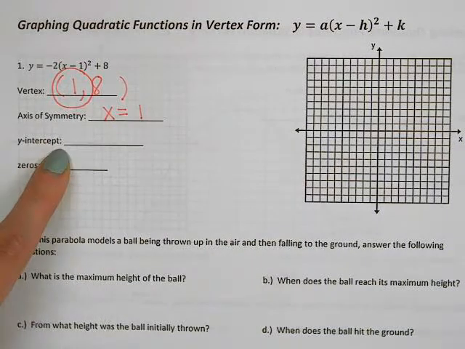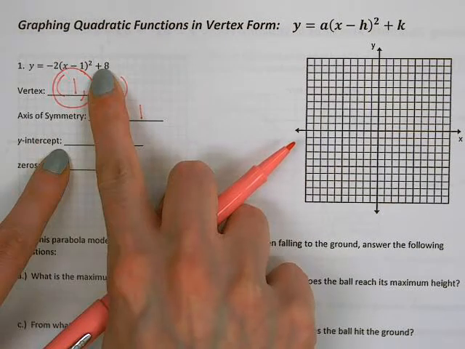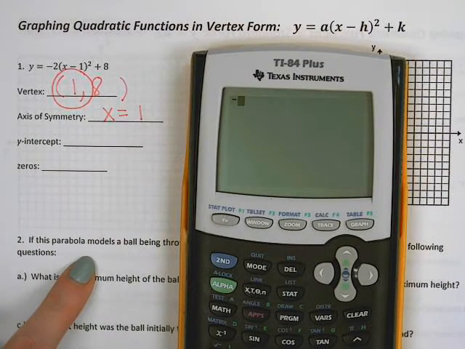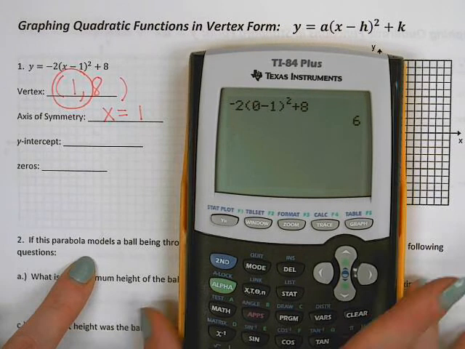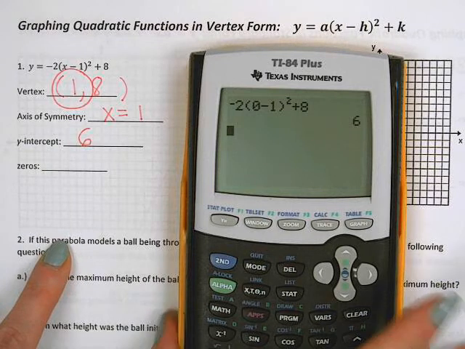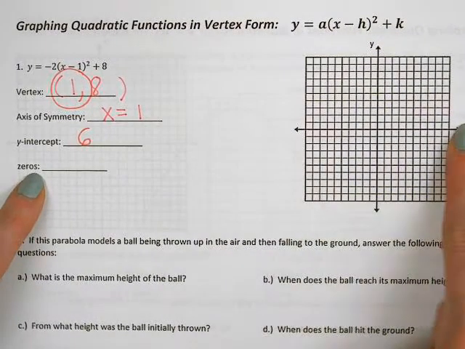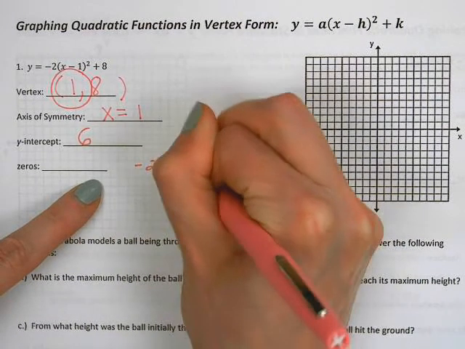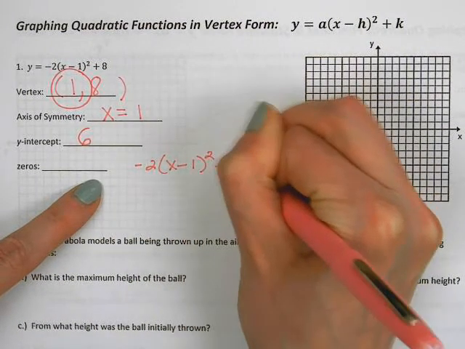And the y-intercept, you have to plug in 0 for x. So negative 2 times 0 minus 1 squared plus 8. You get 6. And then to find the actual x-intercepts or zeros, this is where you guys have to solve it by setting it all equal to 0.